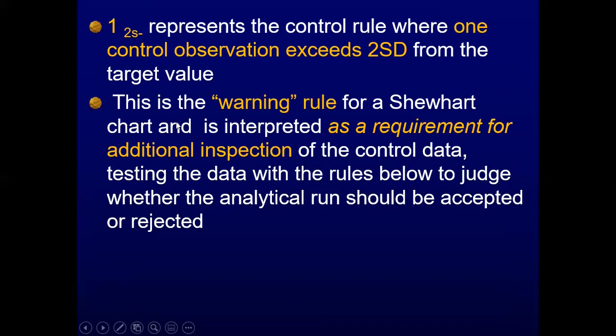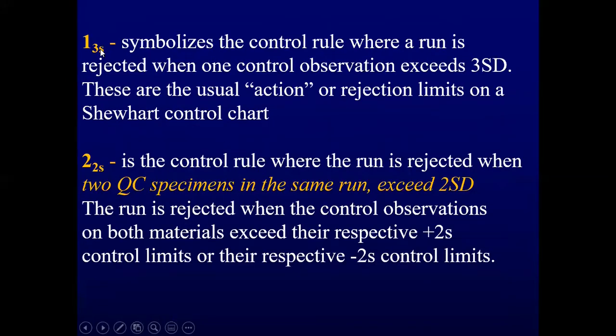So, the 1-2s rule. And this 1-2s rule is the warning rule for the Shewhart chart and is interpreted as a requirement for additional inspection of the control data, testing the data with the rules below to judge whether the analytical run should be accepted or rejected. The next rule is 1-3s. It symbolizes that one control result exceeds three standard deviations. So this is actually the rejection rule.